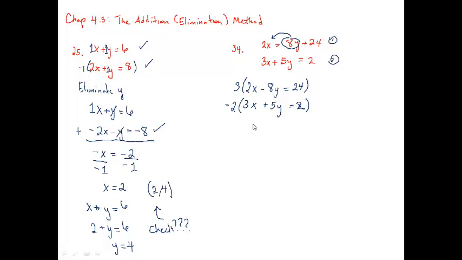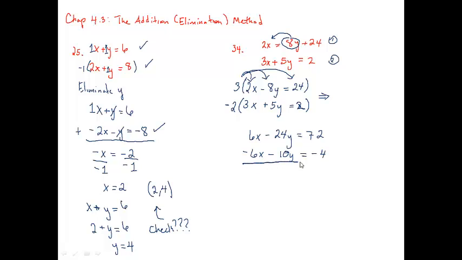All right, so let's do that. So this becomes 6x minus 24y, because don't forget that 3 needs to multiply everything, equals 72. Good. And then this one turns into negative 6x minus 10y equals negative 4.